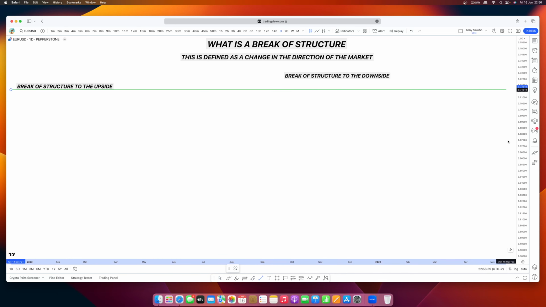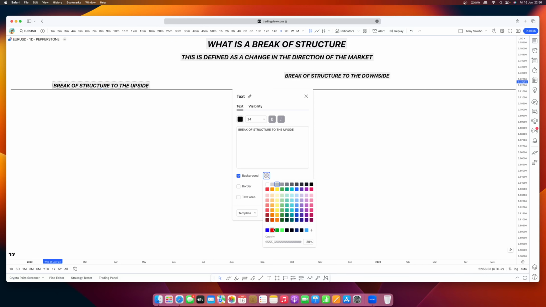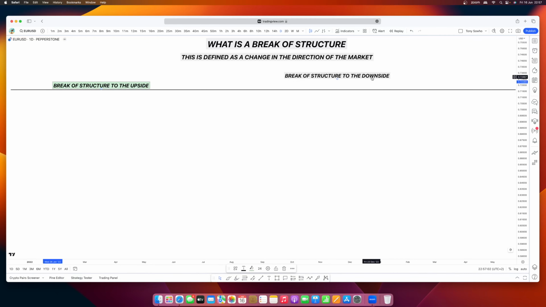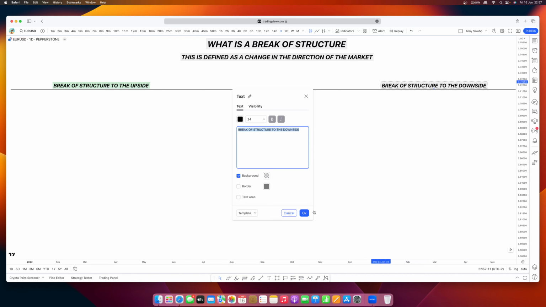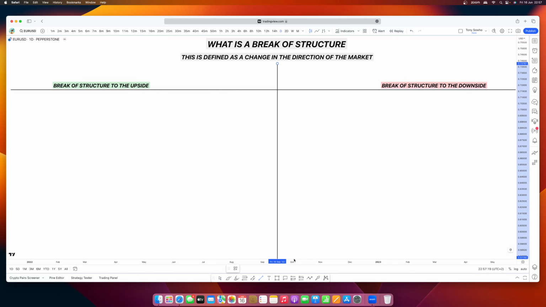So let's do this also. We have the break of structure to the upside, so this one is signifying bullishness. We can make it green. Price was previously bearish and going to the upside. And then we have a break of structure to the downside here, and we can make this red. Okay, cool. Then we divide this into two major parts.